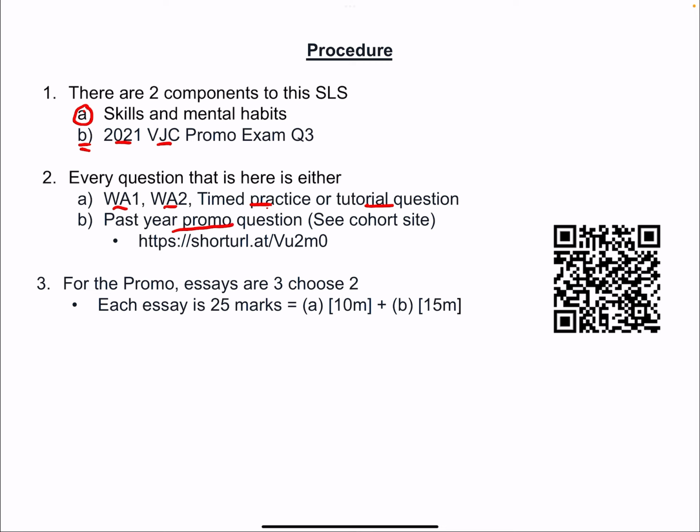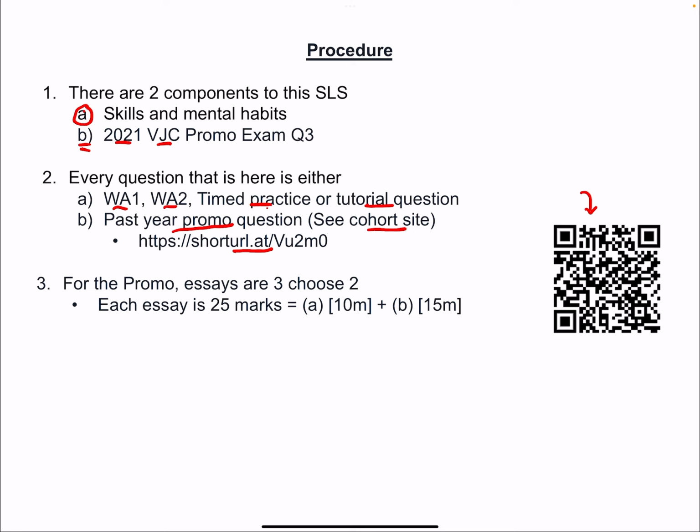To access the past year promo papers, you can look at the cohort site. I have a shortened URL here, so you can use this. Hopefully it still works, because I did it about a couple of days back. If it doesn't work, you can just scan the QR code. It brings you to the cohort site, so that you can access whatever questions I have here. But what I want to assure you is that every question here is from VJC, either past year papers or something you have seen before, in tutorial, WA, or time practice.